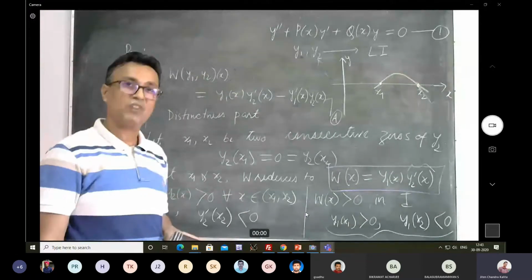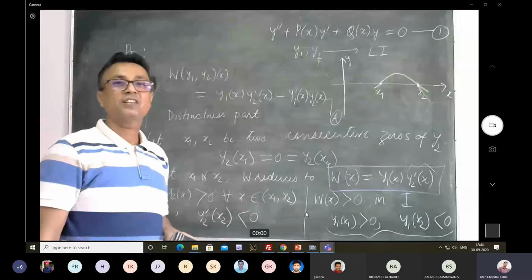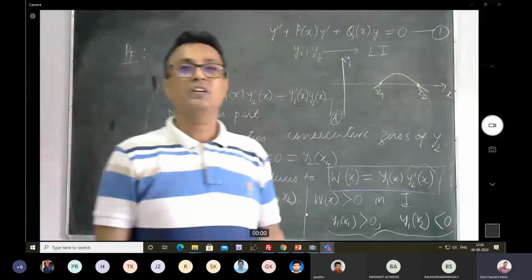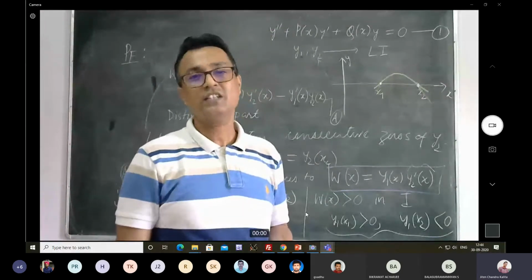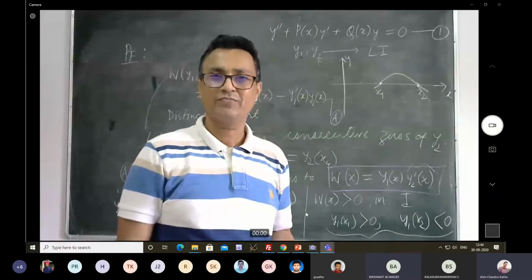Y1 being a continuous function, by the intermediate value theorem, since at the end points of that interval, x1 and x2, it changes sign, somewhere in that interval it must vanish. Is it okay?